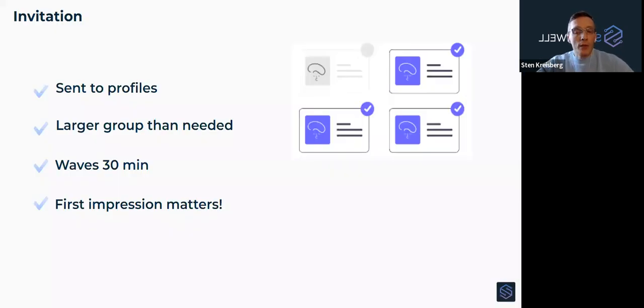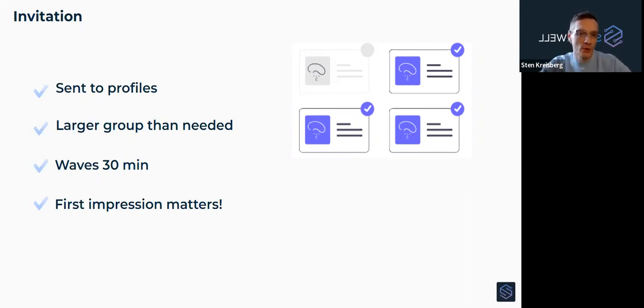So one thing when setting up research is the invitation. In Sharewell, we are sending the invitations to chosen platforms. So for example, if they are chosen male, female, or let's say just male, then the invitations are sent directly only to those who fit the profile.